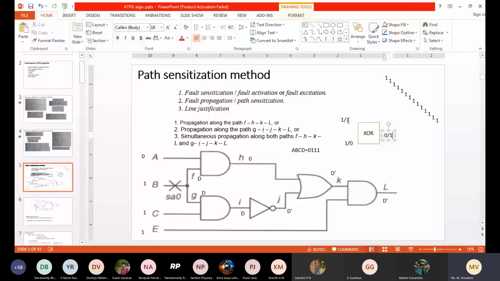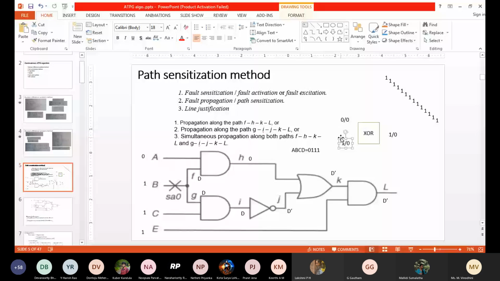Let me check with 0 now. This is 0. This is also 0. So 1 XOR 0 will be 1. 0 XOR 0 will be 0. So that time I made a mistake. In that case, 0 XOR 1 will be 1, correct? 0 XOR 0 will be 0. So for D, I'm getting at the output D when I add 0.